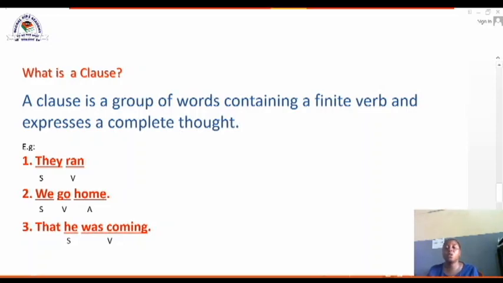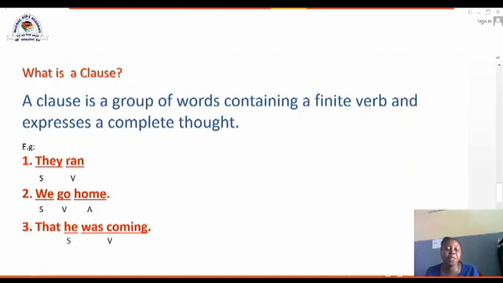Now, example 1 contains the subject and a finite verb. Why do we call ran a finite verb? It's a finite verb because it expresses tense. This is a simple past tense. They ran is in the simple past tense. Look at example 2. We go home. Go in this sentence expresses habitual action. So it is a finite verb because it expresses tense. Remember, the tense is simple present.